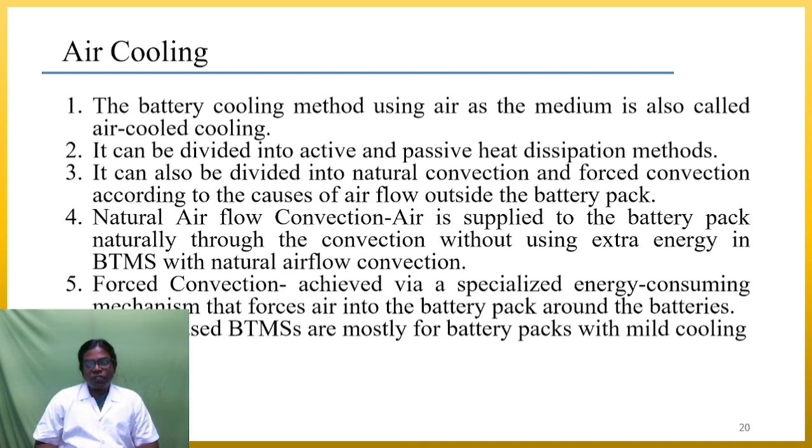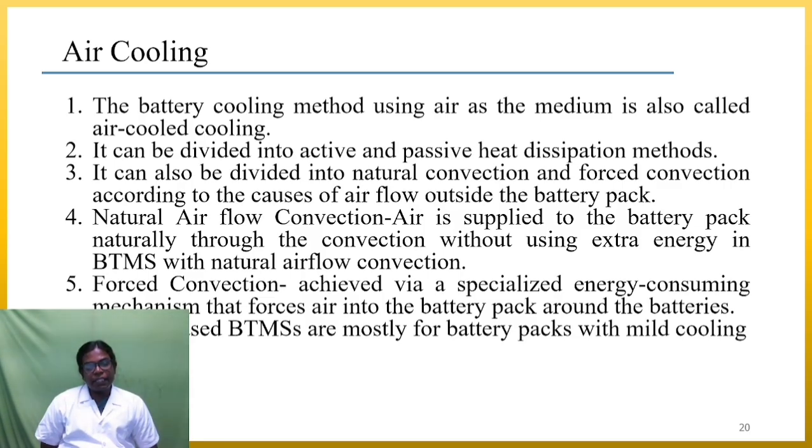It is divided into natural convection and forced convection according to the cause of airflow outside the battery pack. In natural convection, air is supplied to the battery pack naturally without using extra energy in the BTMS. Forced convection is achieved via a specialized energy-consuming mechanism that forces air into the battery pack, around the batteries. So what is the difference between natural and forced? Natural has no external energy, and forced has external energy to force the air.